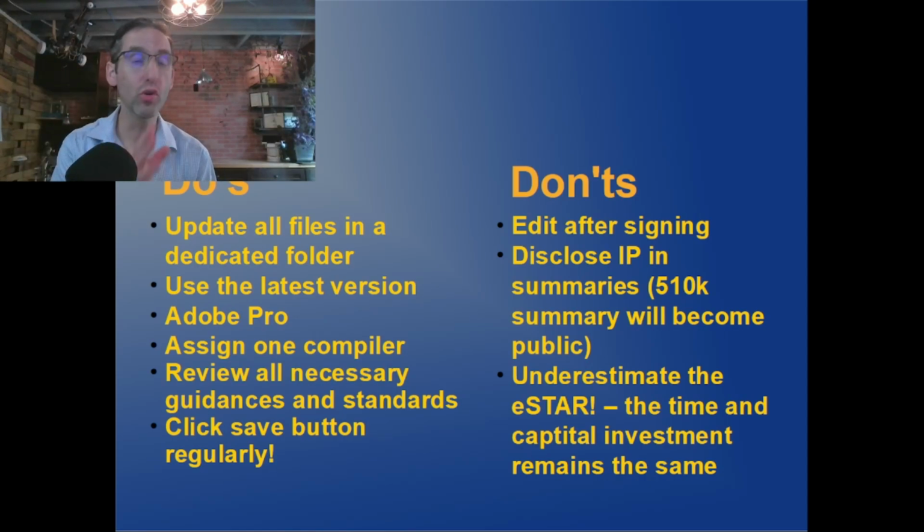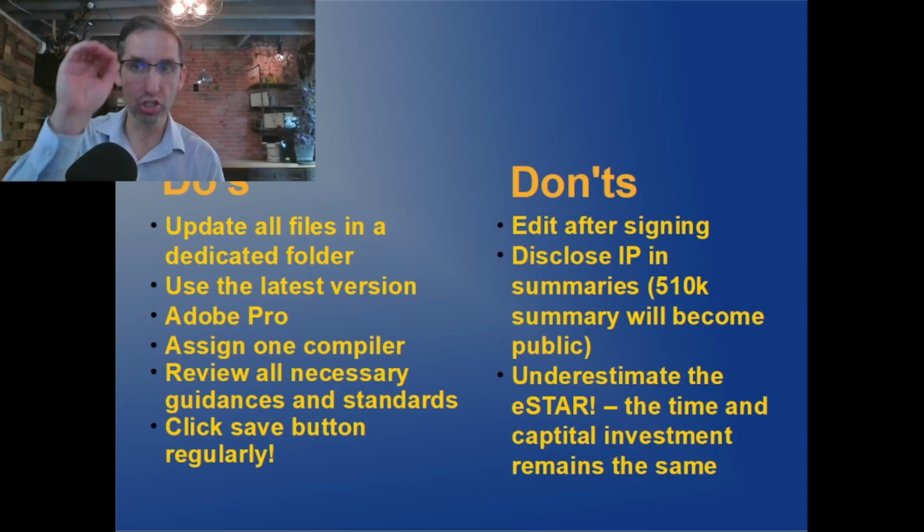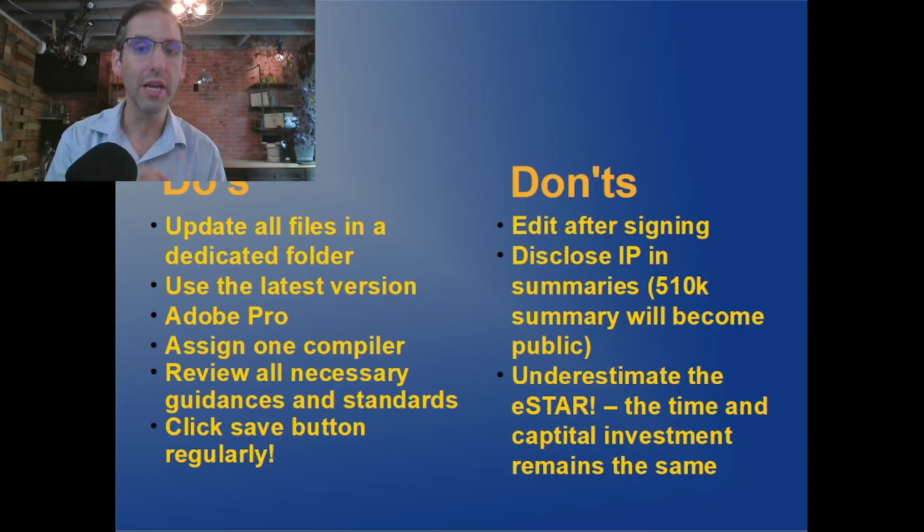There is do not disclose intellectual property in the summary fields. So there are parts where you actually type in, you complete a field, you answer questions. Make sure you're not disclosing IP, because that can be uploaded to an automated 510K summary, and then it will become public. So make sure that intellectual property is in your documents, but not automatically in your 510K summary, which can be automatically generated from the eSTAR document, which I would recommend. Just make sure that you're careful about that.